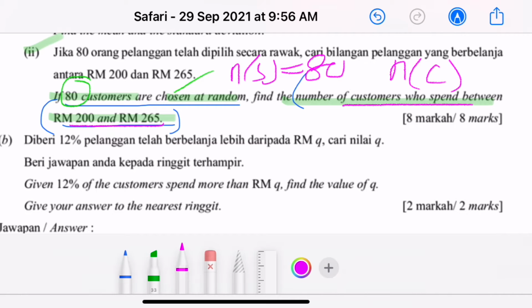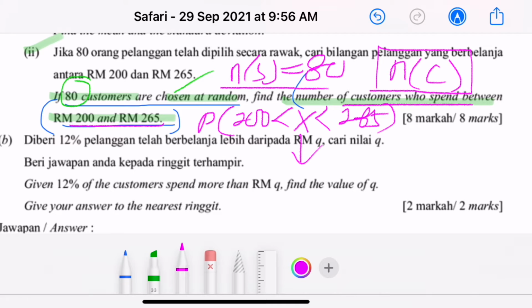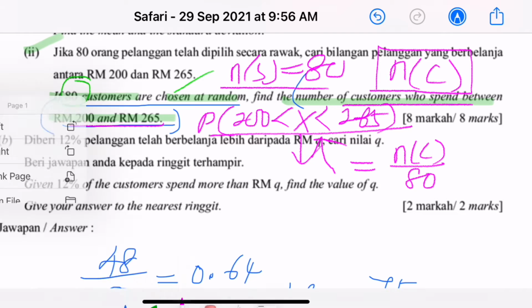In this case, we have to find the probability first, the probability that a customer spends between 200 to 265. So we have to convert to z-score, and then we find the probability value, and then we will solve for the number of customers that we want. So we will use the number of customers over 80 is equal to the probability value.